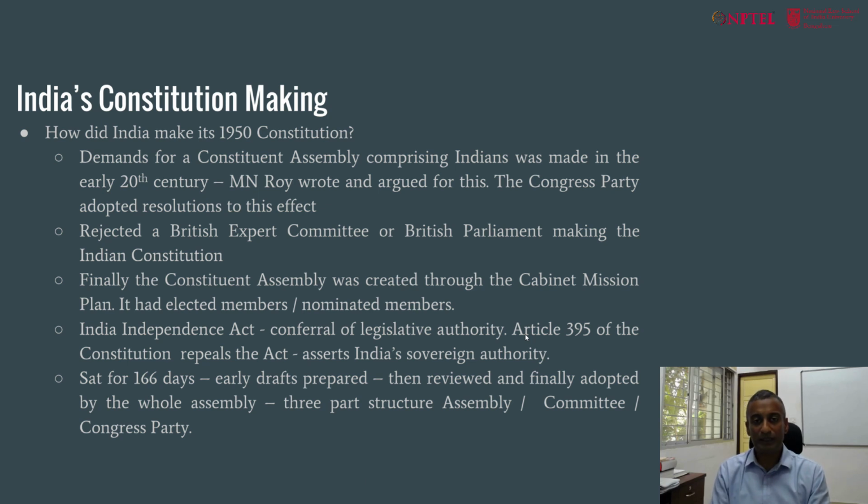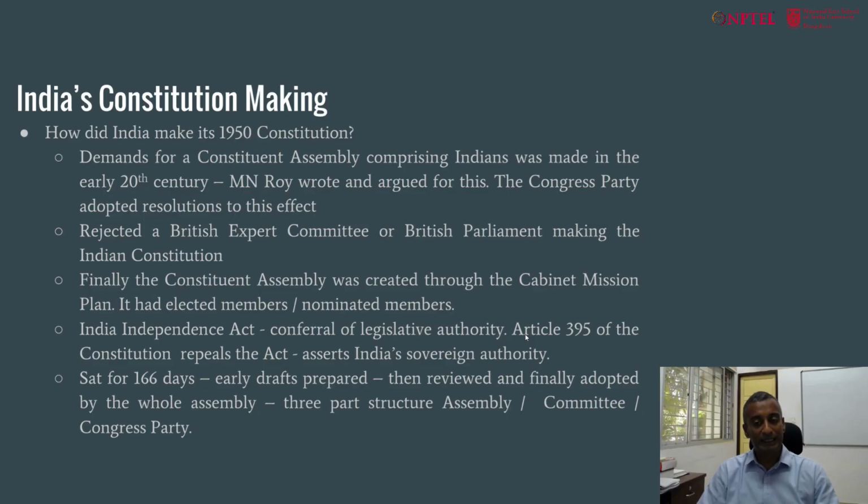The demand for a constituent assembly comprising only Indians was made in the early part of the 20th century. M.N. Roy, a very interesting figure in Indian politics and history, wrote and argued for this in some early work. The Congress Party had already adopted some resolutions to this effect in the early part of the 1900s, and as we worked our way towards independence in 1947, this demand for an Indian Constituent Assembly grew louder and stronger.